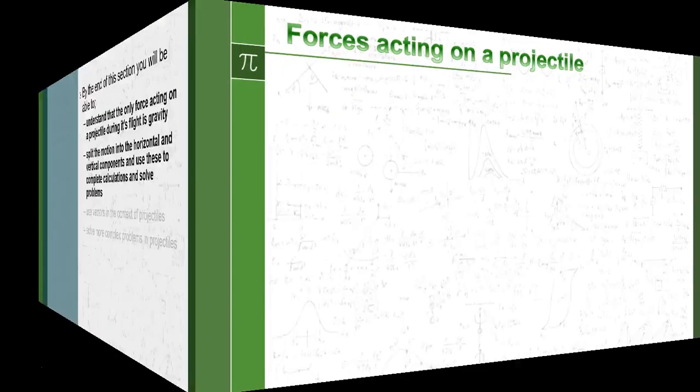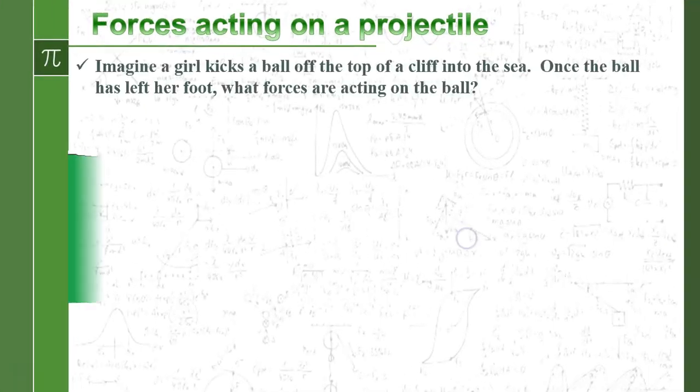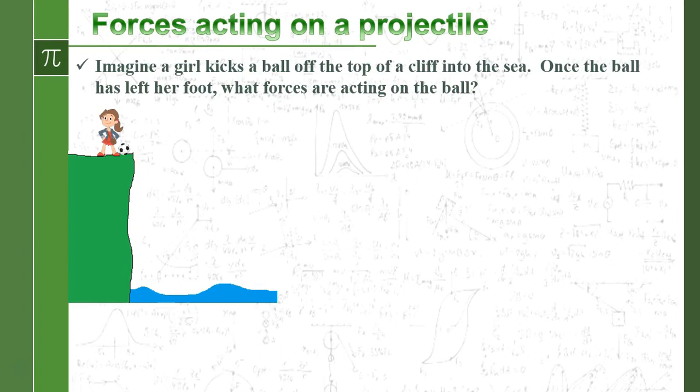So here we go. First of all, let's just do a bit of an intro and let's just think what's happening if we've got a projectile in flight. So we've got this example here where we've got a girl and she's going to kick a ball off the top of the cliff there, and boom, there it goes.